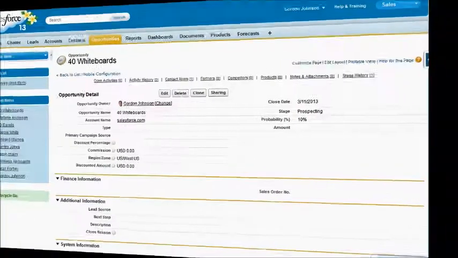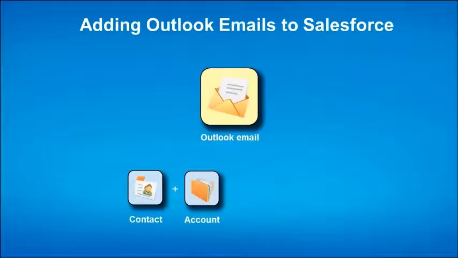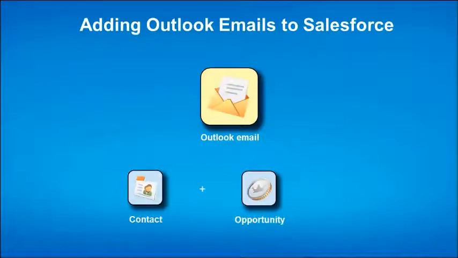The side panel also lets you add emails to the Salesforce records of your choice. You can add an email to a variety of Salesforce records. For example, you can add an email to either one contact, one account, one opportunity, or one lead. Or you can add an email to one contact and one account, or even to one contact and one opportunity.